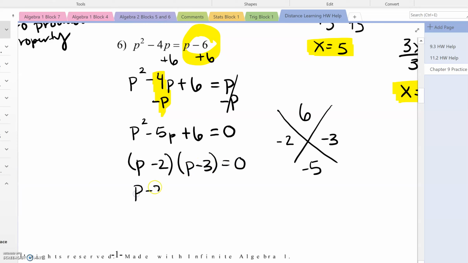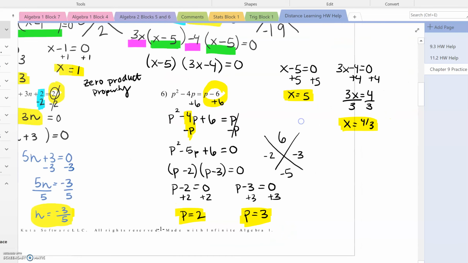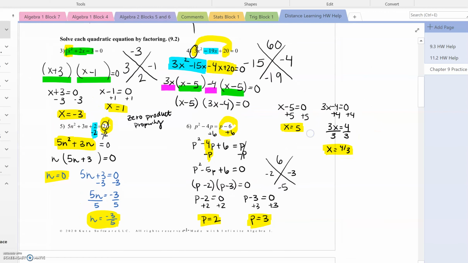Using the zero product property, I'm going to set both factors equal to 0. So I get p equals 2 and p equals 3 as my answers to problem number 6. So those are our 4 review problems on factoring for this practice test. Make sure you feel confident in all those methods. You are likely to see similar problems on your test.